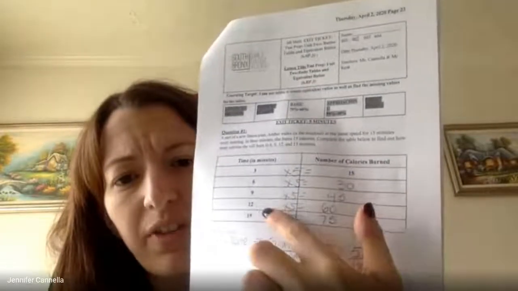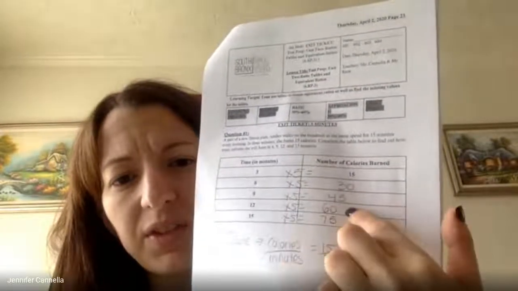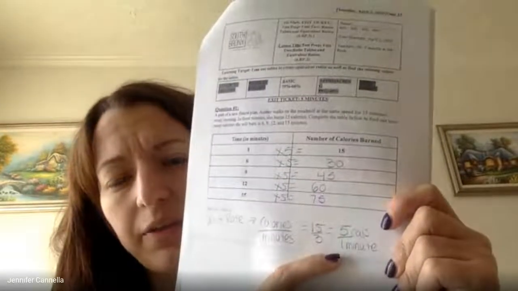So we already did this problem. 3 times 5 was 15. 6 times 5 was 30. 9 times 5 is 45. 12 times 5 is 60. And 15 times 5 is 75. So your unit rate is 5.